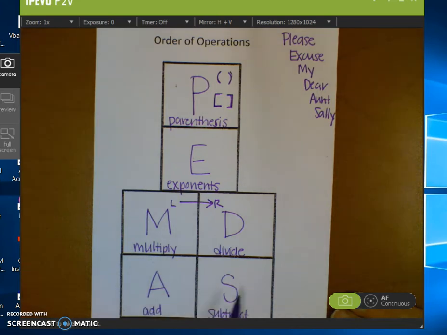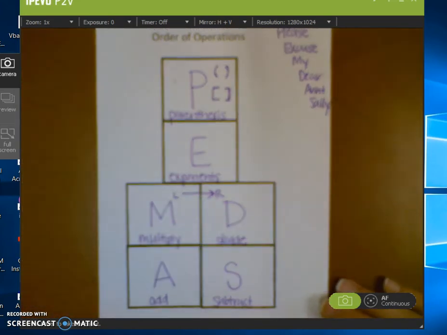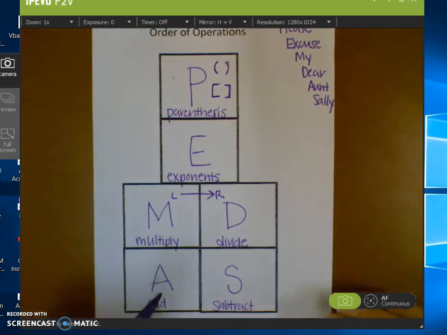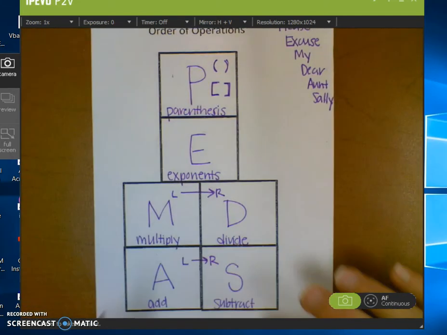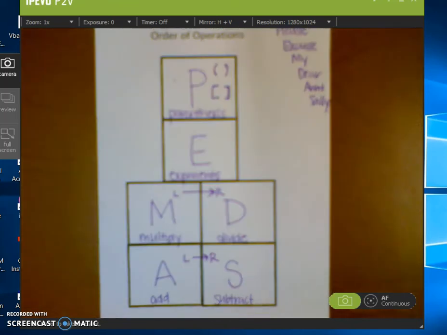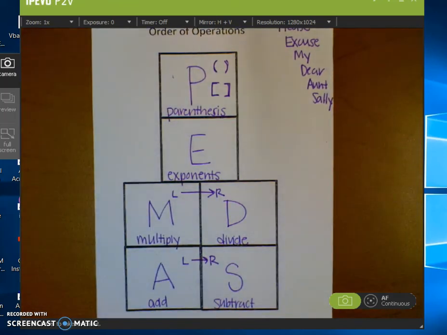Same thing with adding and subtracting. They're on the same level of my little block looking thing, my little block visual here, because adding and subtracting, we go left to right. If subtraction is first, we subtract first. If adding is first, we add first. So it's really important that we remember that.